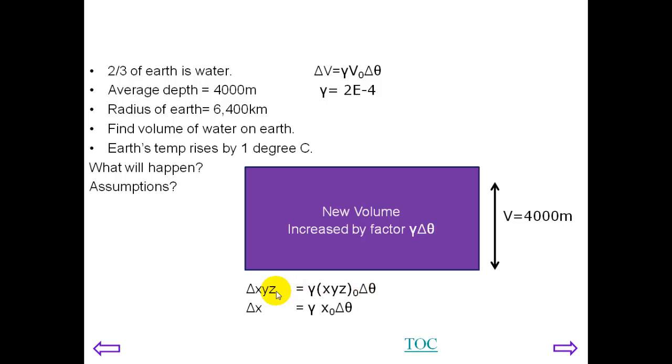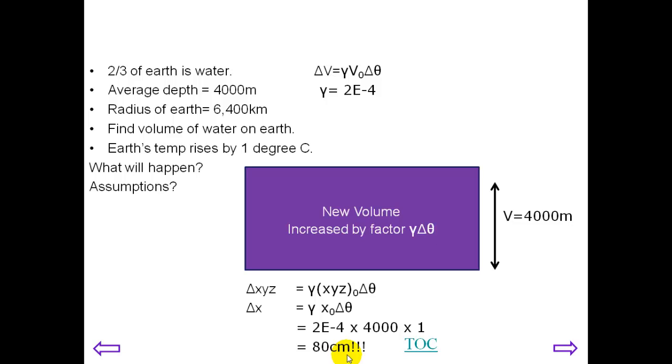Let's divide by y and z. So delta x, which is the change in height, is going to be gamma times x naught delta theta. We can do this because we're assuming that yz is going to stay constant. In other words, the area is going to stay constant. So we have 2 times 10 to the minus 4 times 4,000 meters times 1 degree, and we get a change in x of 80 centimeters.